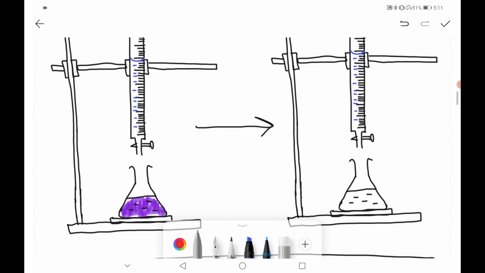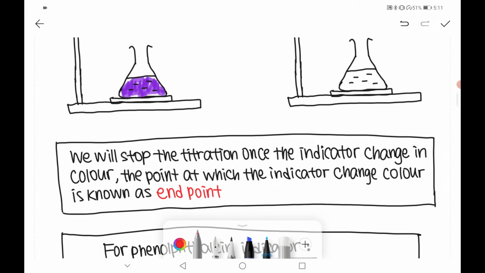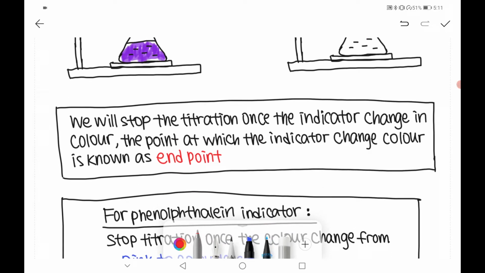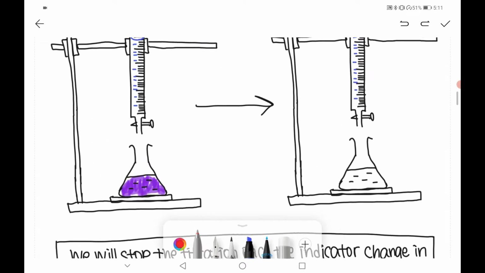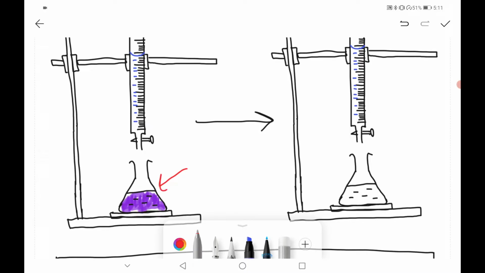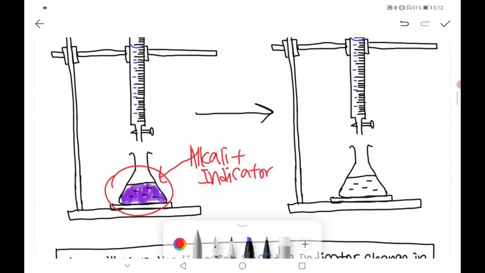When we use indicator, it's a different story. We will stop the titration once the indicator changes color. When you see the indicator change color, you know the titration has already completed. For example, this is your alkali mixed with the indicator. You can see this is the color. For example, let's say the color is purple.